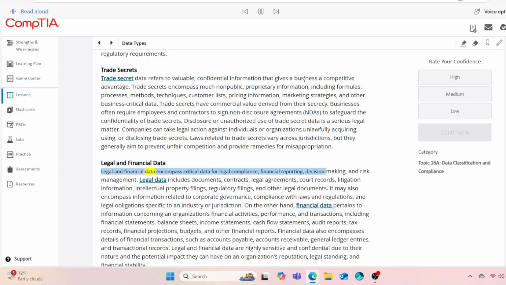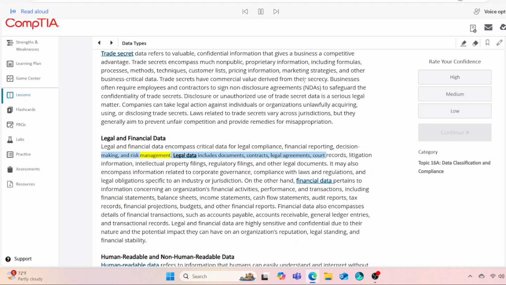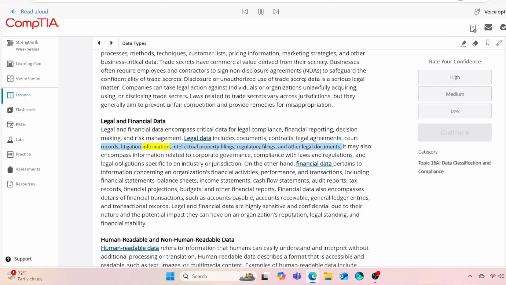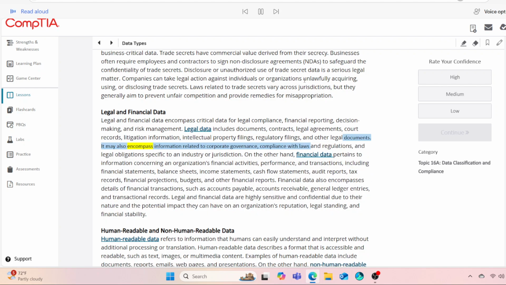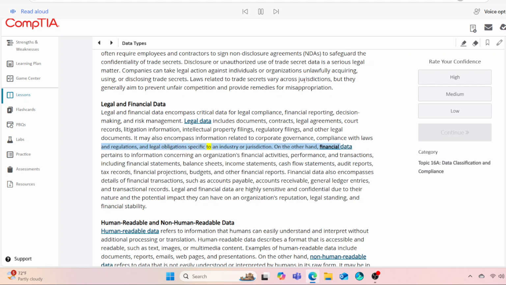Legal and financial data. Legal and financial data encompass critical data for legal compliance, financial reporting, decision-making, and risk management. Legal data includes documents, contracts, legal agreements, court records, litigation information, intellectual property filings, regulatory filings, and other legal documents. It may also encompass information related to corporate governance, compliance with laws and regulations, and legal obligations specific to an industry or jurisdiction.